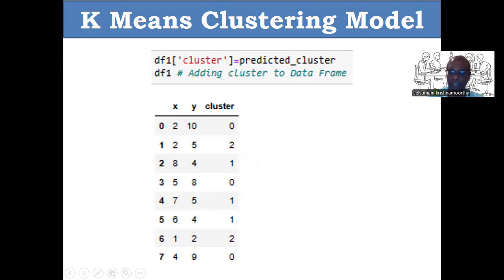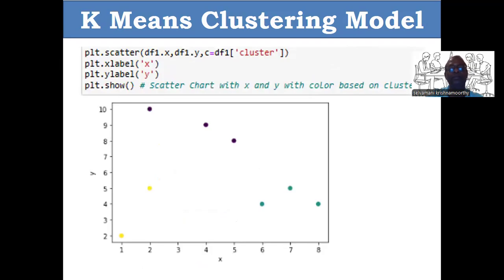Now let us create one scatter plot. See df1 of x, df1 of y. So far no problem. All will be displayed. I need it with the help of color. c stands for color. c equal to df1 of cluster.